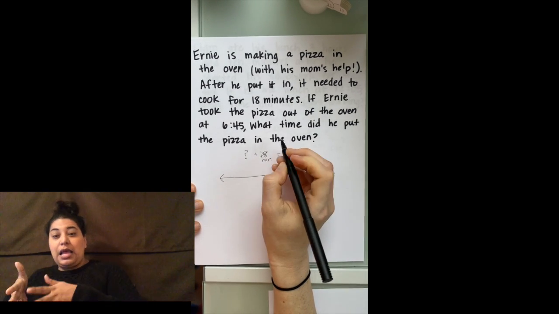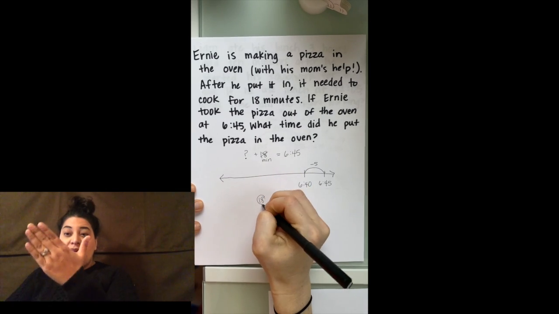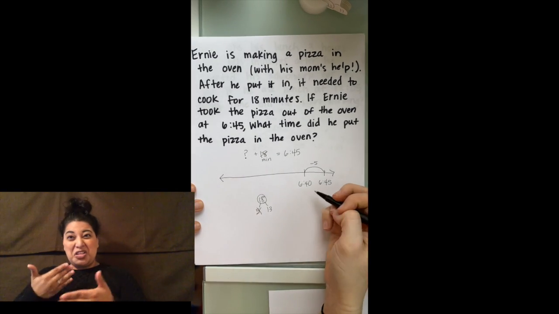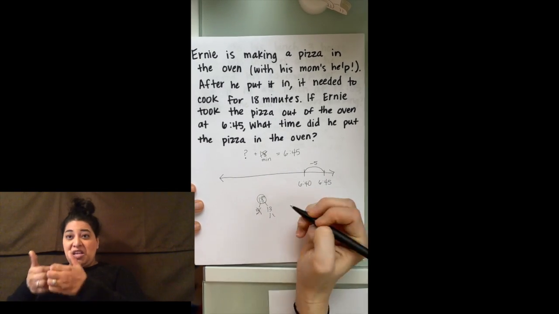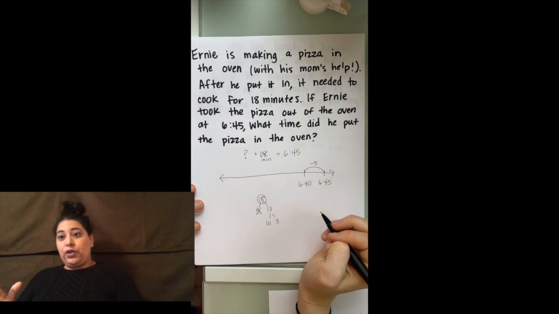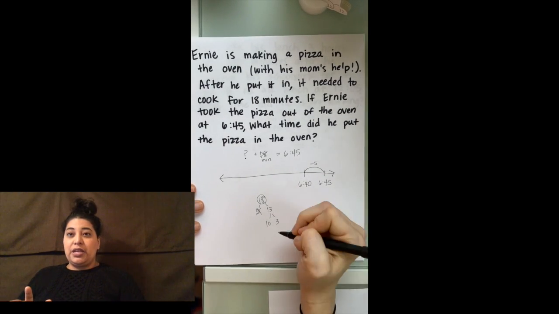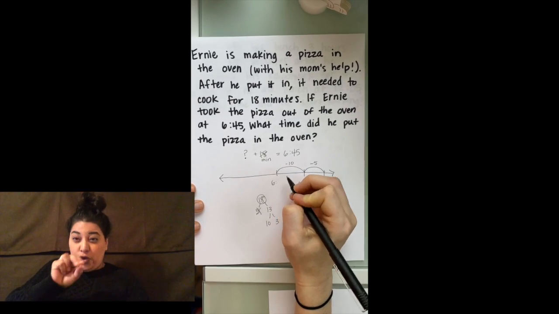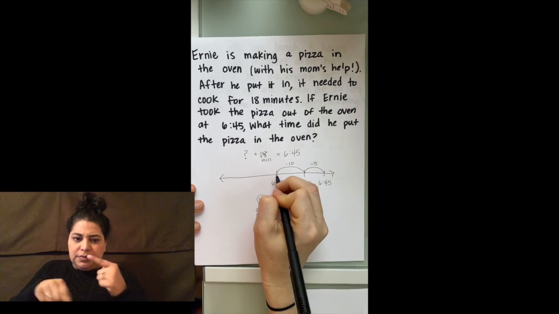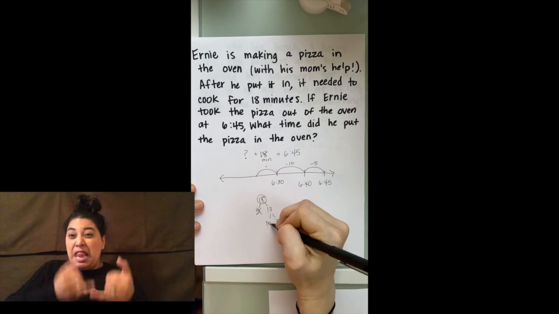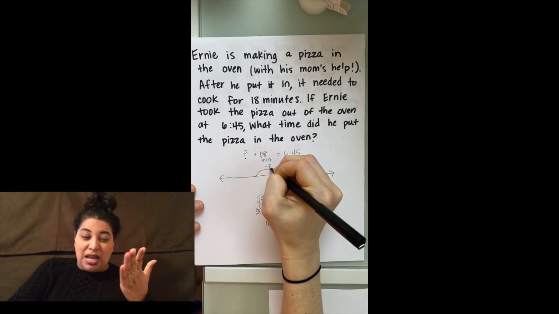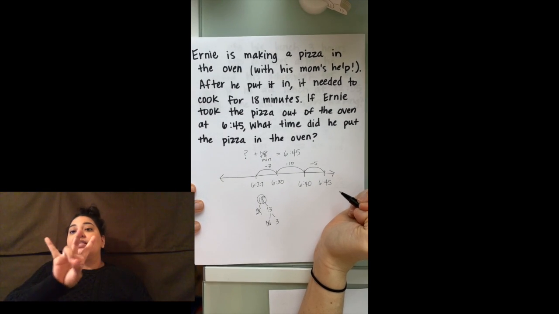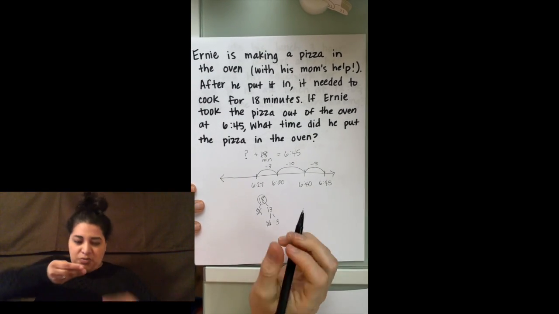And that will leave me with, let's see, 18, 5, and 13. Ugh. Is 13 a friendly number to subtract from 40? No. So I'm going to decompose the 13 into 10 and 3, and that should make it easier for me, because now I'll take my 10 minutes away. That's 6:30. And then those last 3 minutes, I can take those away to get 6:27. Ernie put his pizza in the oven at 6:27 p.m.